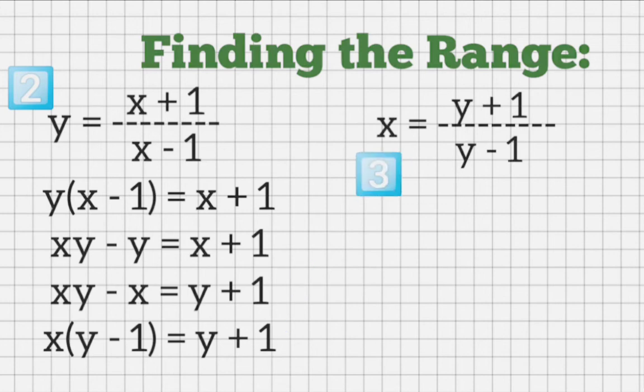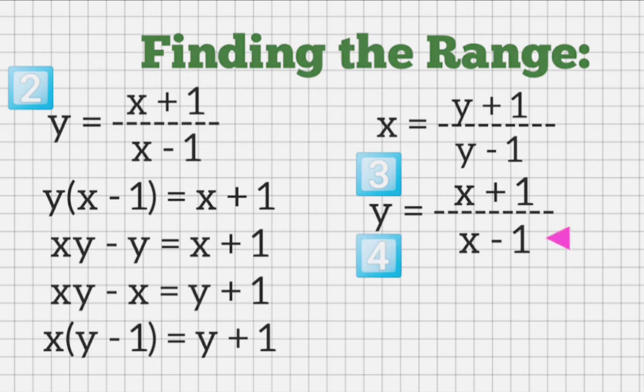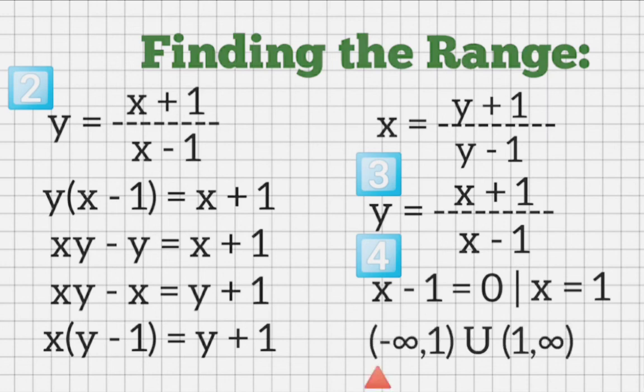Step 3, replace x by y and all y by x to get the inverse of the rational function. This becomes y equal to x plus 1 over x minus 1. Step 4, let's focus on the denominator and equate it to 0. X minus 1 equal to 0. Transposing negative 1 to the right to isolate x on the left, we have x is equal to 1. This means that the range are all real numbers except positive 1. Let's represent this again by interval notation. Open parenthesis, negative infinity, comma, positive 1, close parenthesis, union, open parenthesis, positive 1, comma, positive infinity, close parenthesis.